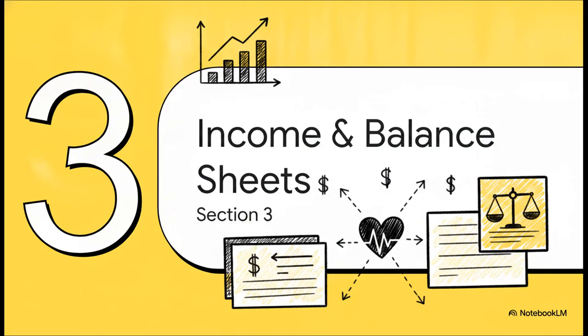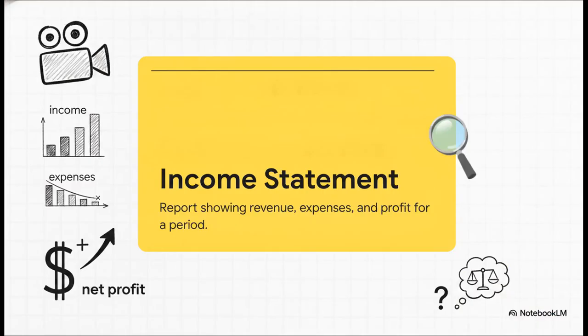All right, Section 3, Income and Balance Sheets. Let's transition over to the 2 primary reports that show exactly how the corporation is performing and where it currently stands. Think of the income statement like a video recording of your business performance over a period of time. It lists your income, subtracts your expenses, and shows your net profit or loss. Basically, it just helps you see whether the business is actually profitable and if your office coffee expense category has completely gotten out of hand.